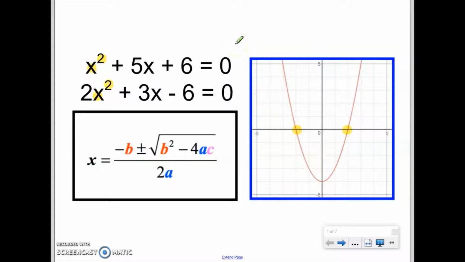The quadratic formula looks like this. You can see that it involves 3 letters, A, B, and C. Those letters correspond to coefficients in a quadratic equation. For example, in this quadratic equation, the A is represented by this 2, the B is represented by this 3, and the C is represented by this -6. We would apply this quadratic formula in order to find our 2 solutions to the quadratic equation.